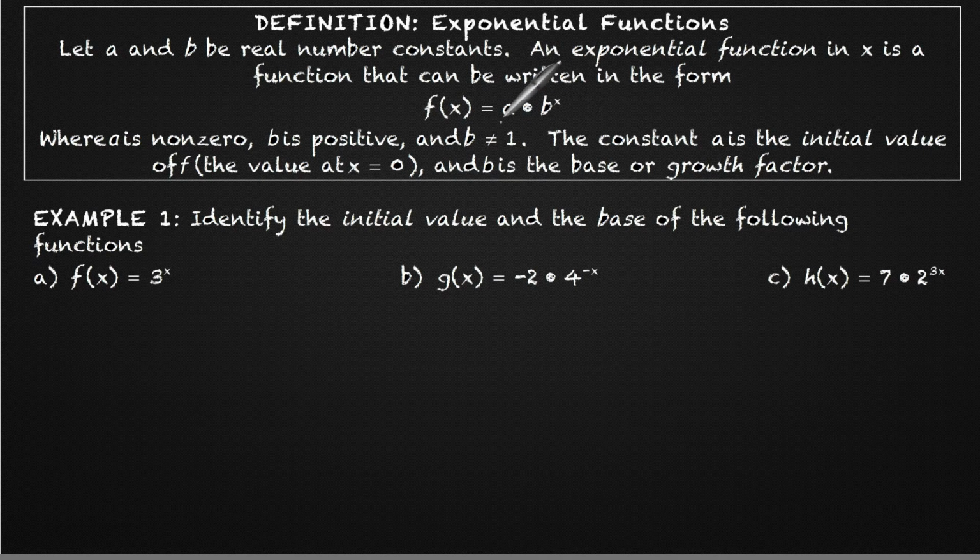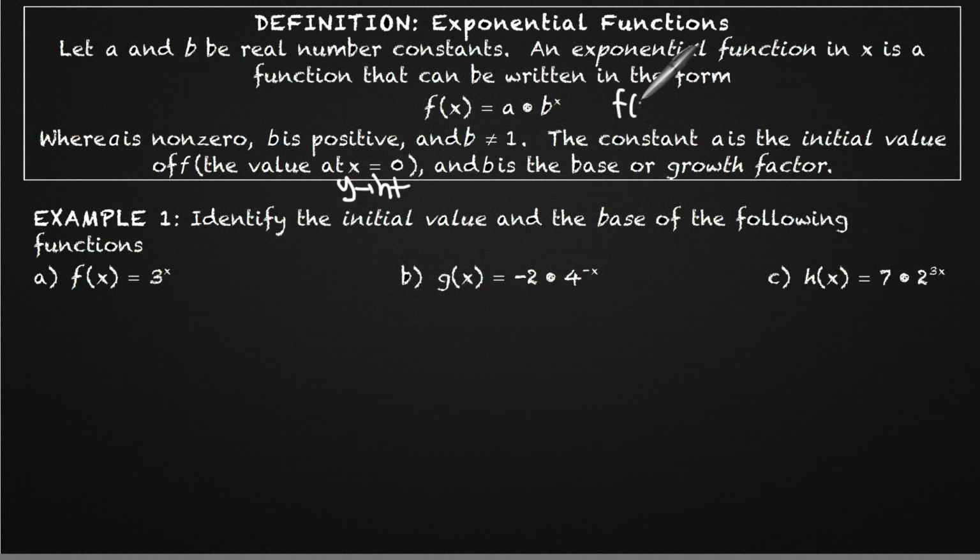Now let me just talk a little bit about what these letters a and b represent. The letter a is the initial value. In other words, it is the value when x is 0, or maybe you could say it is the y-intercept. Let's write that in there, the y-intercept. Let's see if that's true.